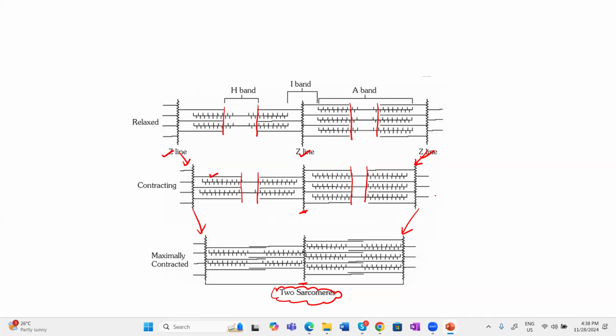This is the way muscle contraction works. I hope this video might be helpful for you.